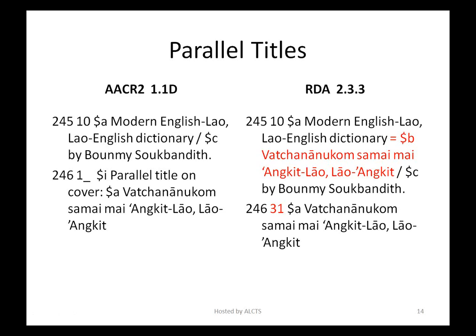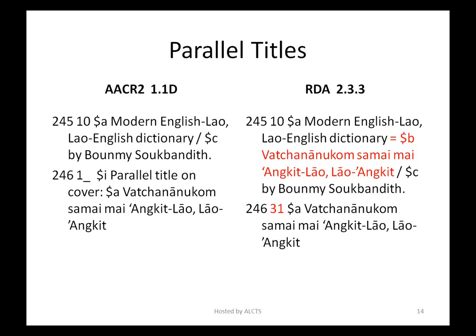Moving along to parallel titles. In AACR2, we're told to transcribe parallel titles in the order indicated by their sequence on or by the layout of the chief source of information. And by definition, a parallel title in AACR2 must come from the same source as the title proper. In RDA, we don't have that limitation anymore. RDA defines parallel title as the title proper in another language or script, but there's no restriction on sources for this information. So we're told in RDA to take parallel titles from any source within the resource.